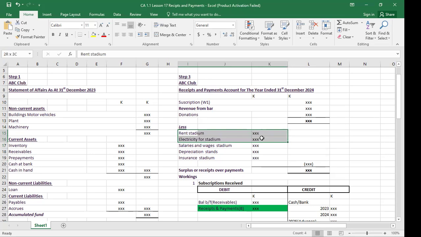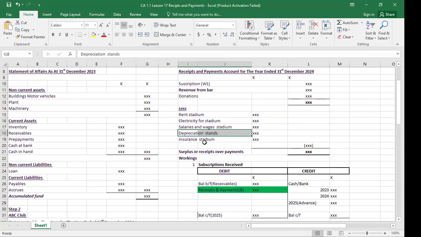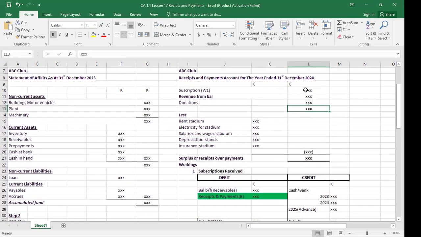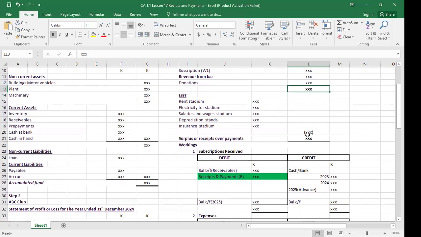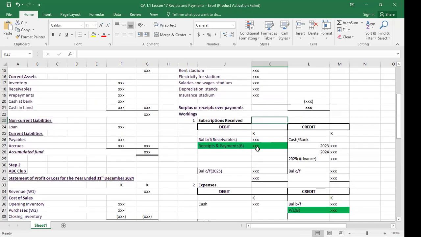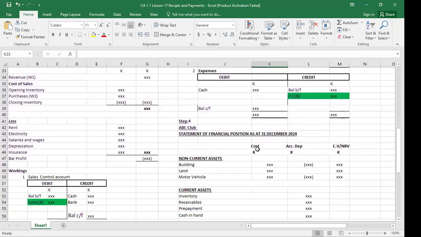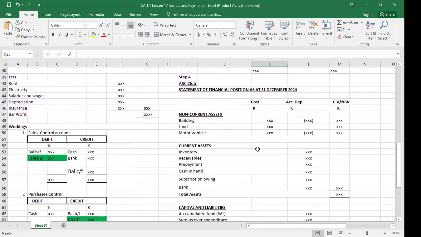Maybe if the club is a stadium, electricity, salaries and wages, depreciation, then insurance. But specifically for the whole club, not those limited to the bar. And then you deduct the amount from the total income, then you're going to have the surplus or the deficit, right? And then after you have that, you can prepare the statement of financial position.